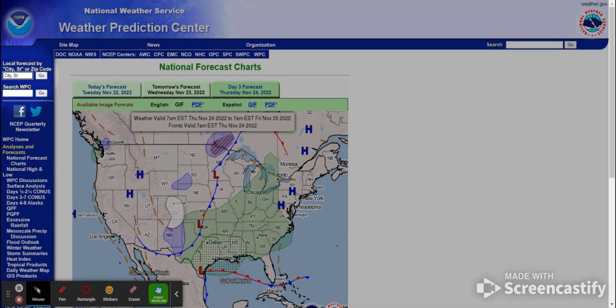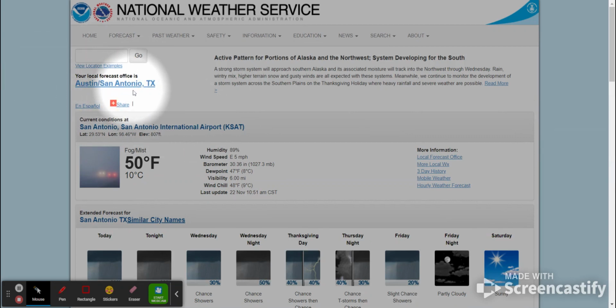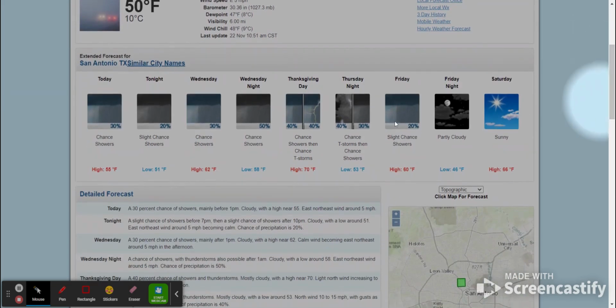You can also put in your city and state. And I'm going to put in San Antonio. I'll capitalize it, San Antonio, Texas. And let's see what happens. Okay. So I've got the forecast for San Antonio and Austin here. It looks like it's currently foggy. It's 50 degrees Fahrenheit, 10 degrees Celsius. It's really humid, 89% humidity. That's really humid. A little bit of wind. And so you can look at this weather information.